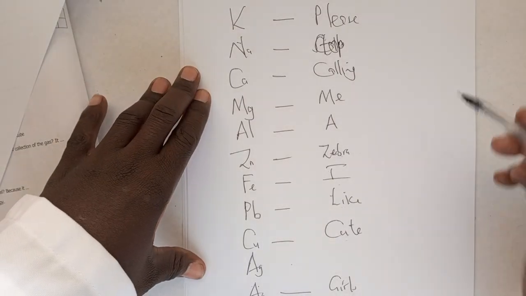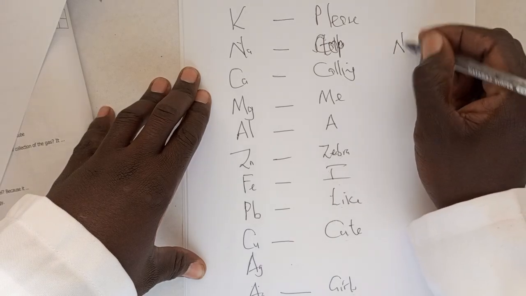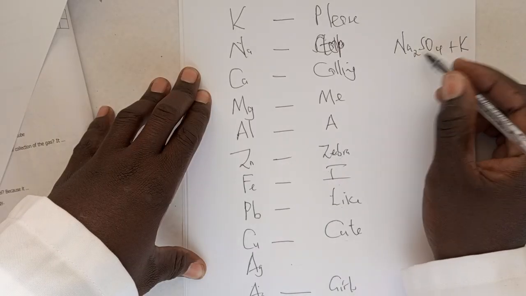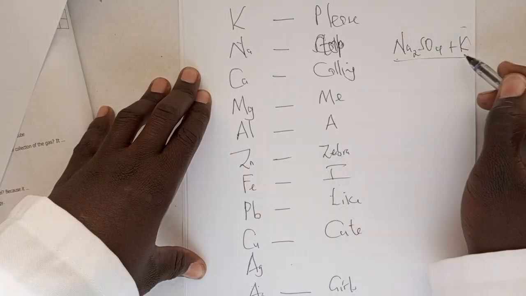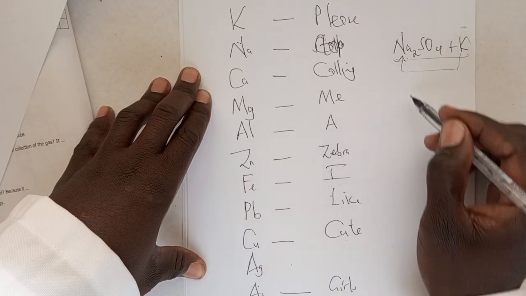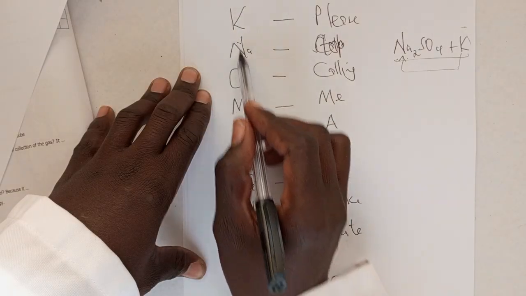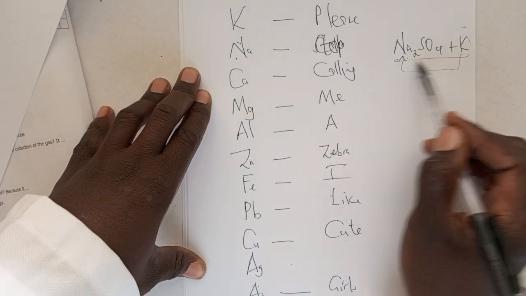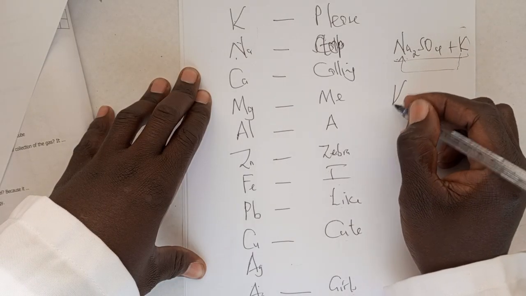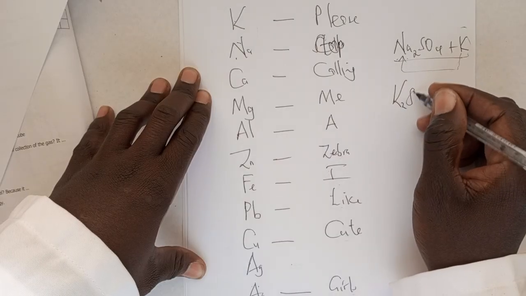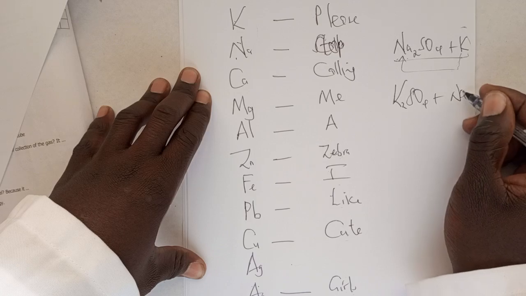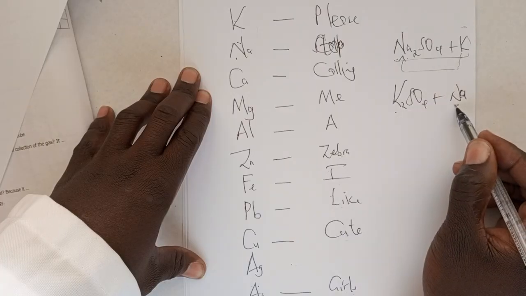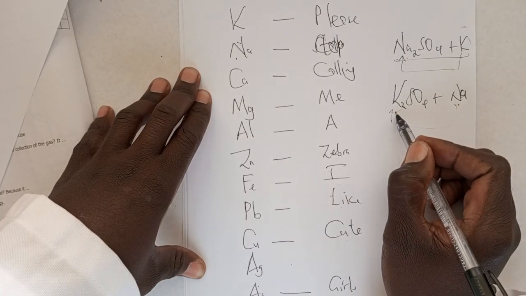So what it means therefore is that if you have sodium sulfate and you react it with potassium, the reaction is able to proceed. Why? Because potassium can replace sodium. Why? Because on the reactivity series, potassium is more reactive than sodium. So it is possible to have this reaction, but it is impossible to have such a reaction, potassium sulfate reacting with sodium, because sodium is less reactive than potassium. It is impossible for sodium to displace potassium here. That is the whole idea.